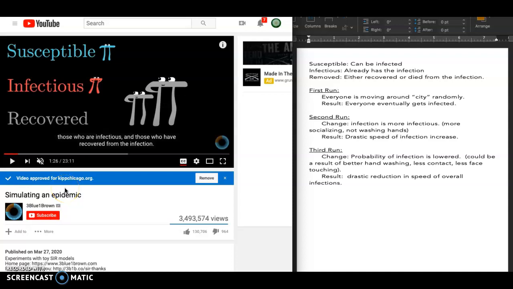Hey everyone, so we're going to be talking about simulating an epidemic so we can see how infectious diseases are spread in communities. When we look at these models, they break up the population into three groups: susceptible, infectious, and recovered, and you'll see these as these symbols in the simulator.